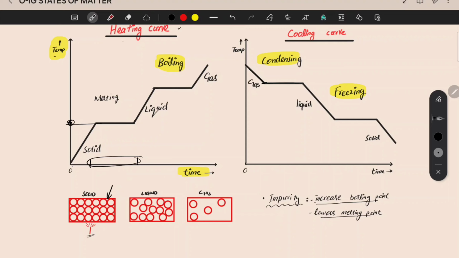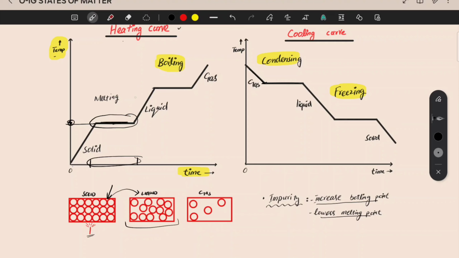So at this point, you are still providing heat, you are heating your solid, but that heat is used for breaking the forces of attraction between particles. And when the forces are broken and the particles are moving away, the state of that solid will definitely change into liquid. So this is the point where melting will occur and solid will convert into liquid.